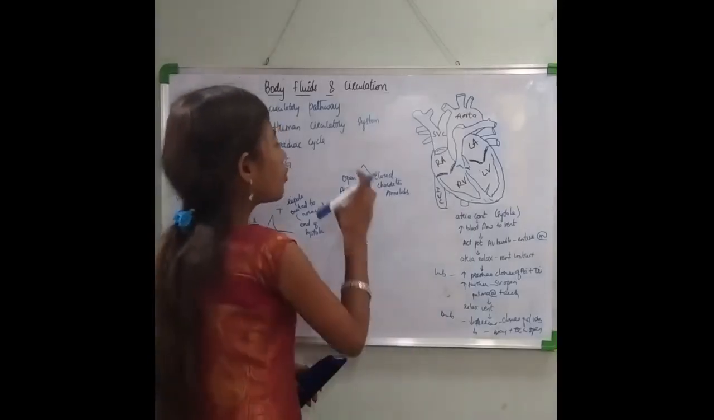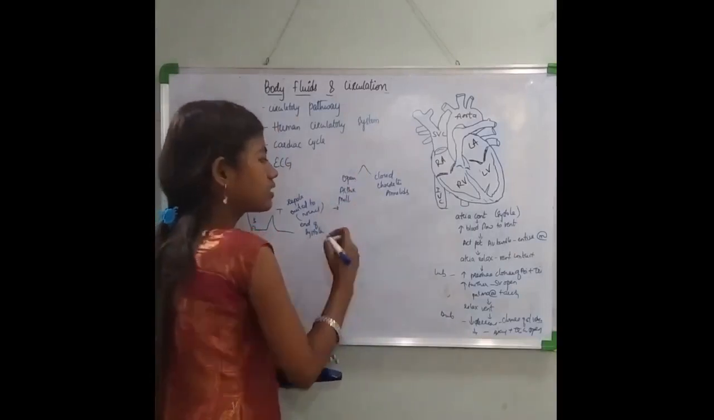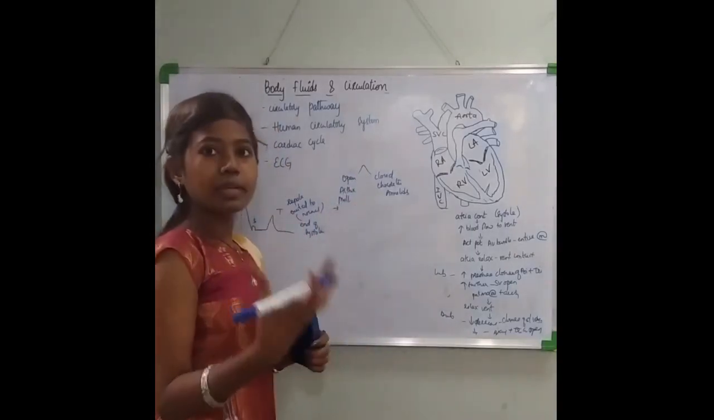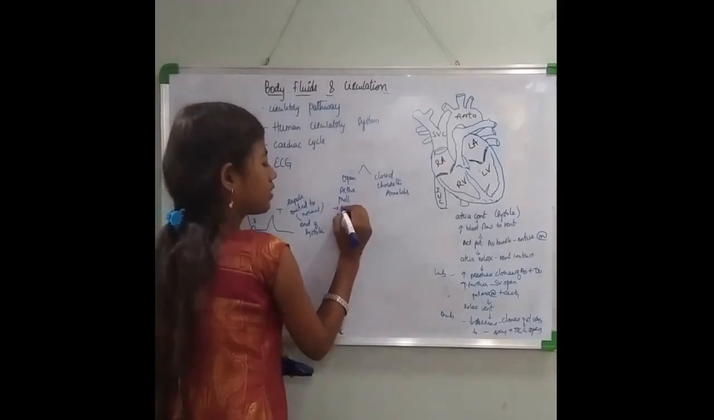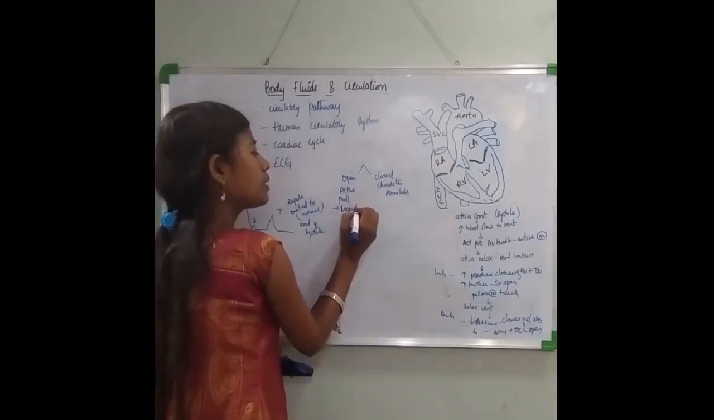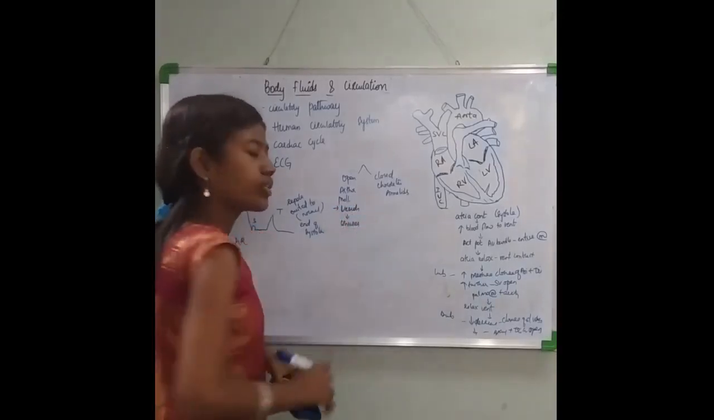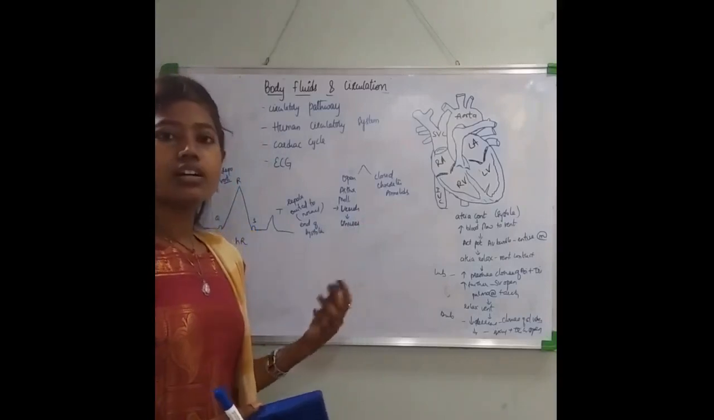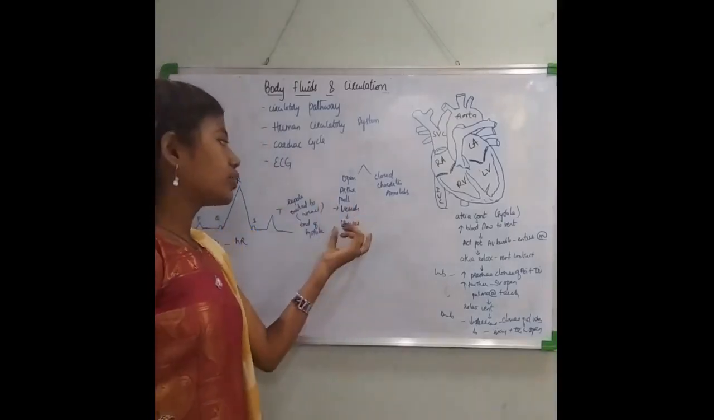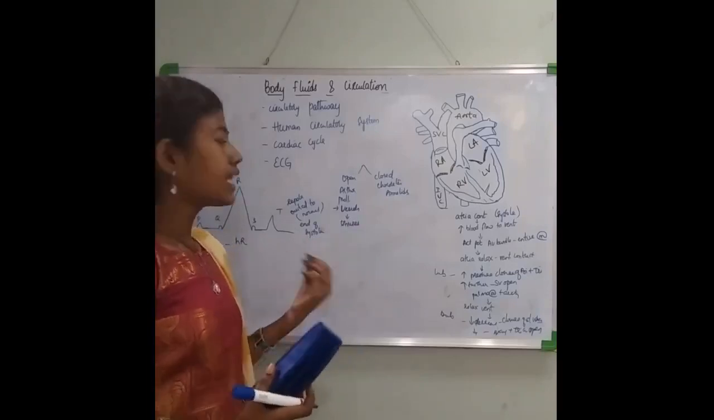Okay. So now what is open and what is closed? In open, the blood which is pumped out by the heart will flow through the blood vessels, and from the vessels it opens into large open spaces called the sinuses.